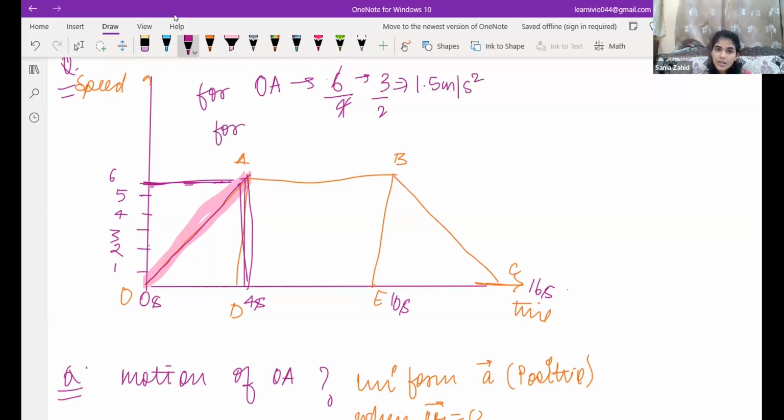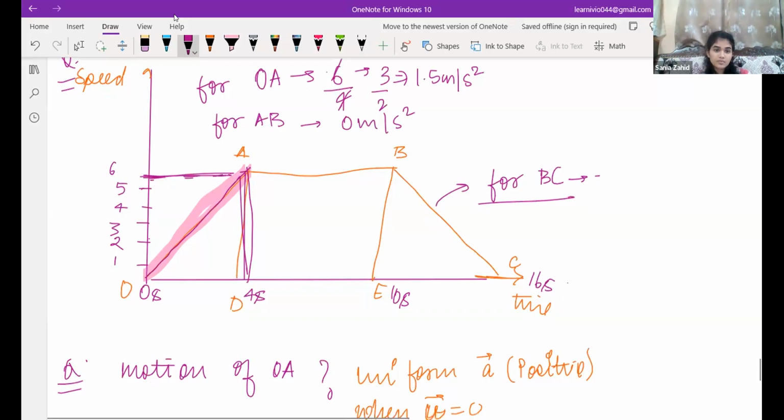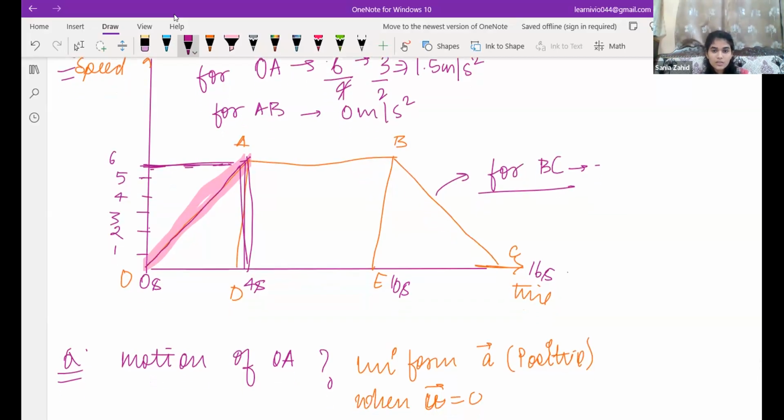For AB, we know the acceleration is 0 meter per second square. Then for BC, what is the acceleration? Negative 1.5. Why negative 1.5? It's going down. But how come you say 1.5? Because it's not necessarily the same. Okay, what is the y-axis for it? For B, the y-axis is 6.